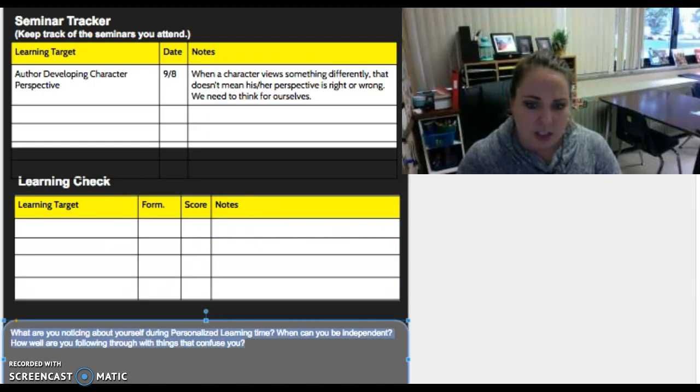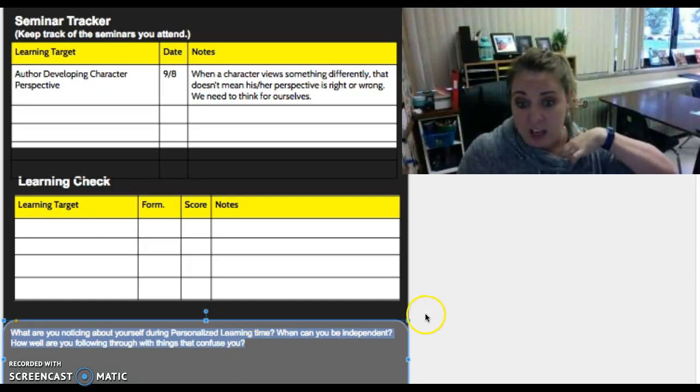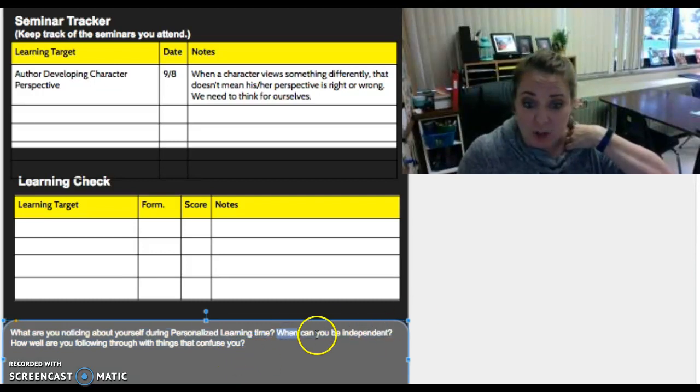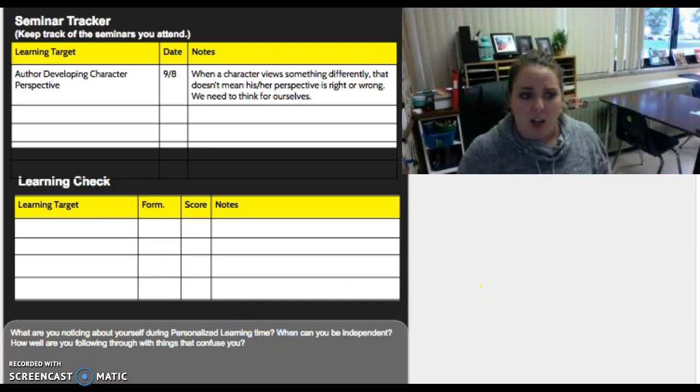And then this is just a reflection spot for you to write down some things that you are learning about yourself during this time of personalized learning. When is it best for you to be independent? How well are you following through with the things that confuse you? Are you taking responsibility and getting help when you need it, and that sort of thing?